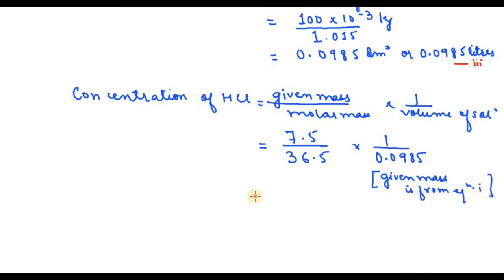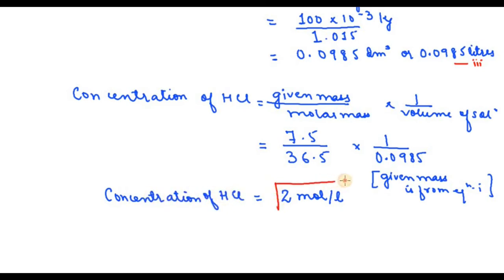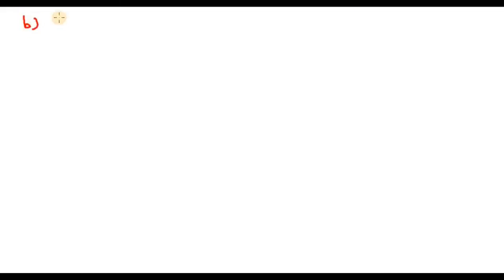Alright, so let's calculate it. After calculating, we would get 2 mole per liter. So here we have calculated concentration of HCl as 2 mole per liter. Now let's calculate concentration of NH3.